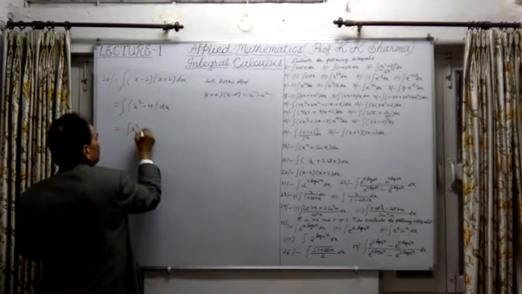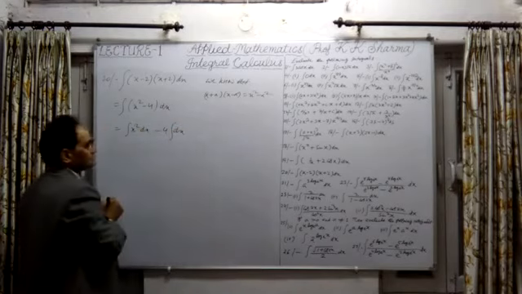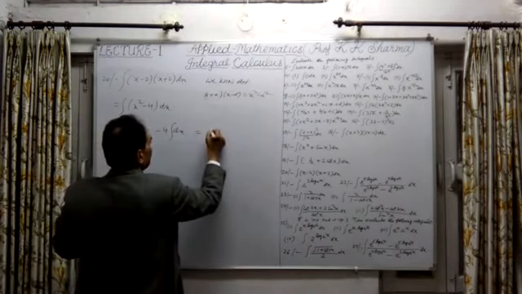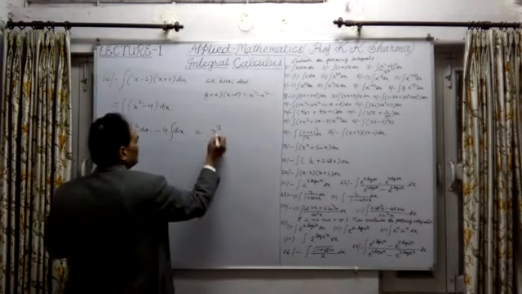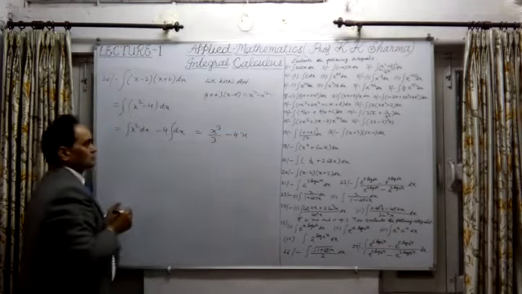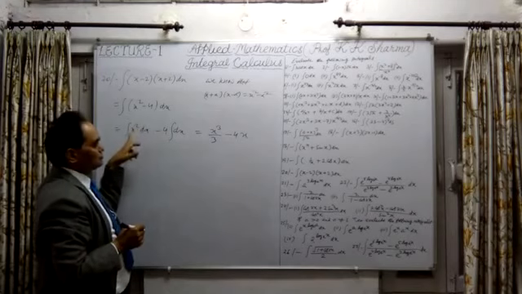This is the integration, let me write them separately. Minus 4 integration into dx. This is 1 into dx only. So the final answer will be x cube, meaning 2 plus 1, 3 upon 3, minus 4 into x, because the integration of 1 is x here. This is actually x to the power 2 plus 1 upon 2 plus 1.